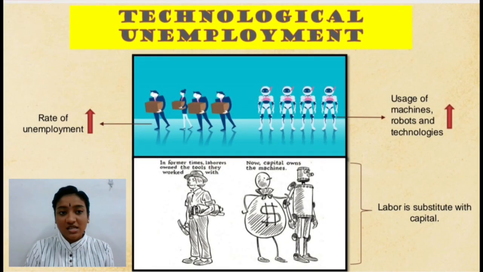I would like to present the third effect of capital accumulation, which is technological unemployment. From this, the rate of unemployment increases. This is due to the increased usage of machines, robots and technologies. In former times, the labor owned the tools they worked with, but nowadays capital owns the machines. So labor is substituted with capital.